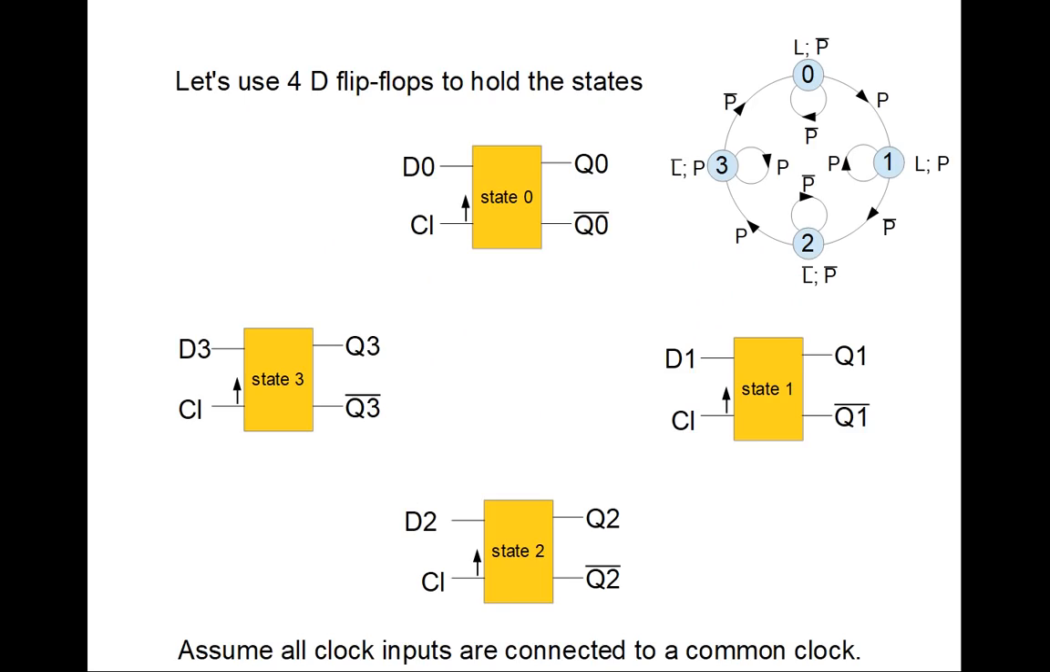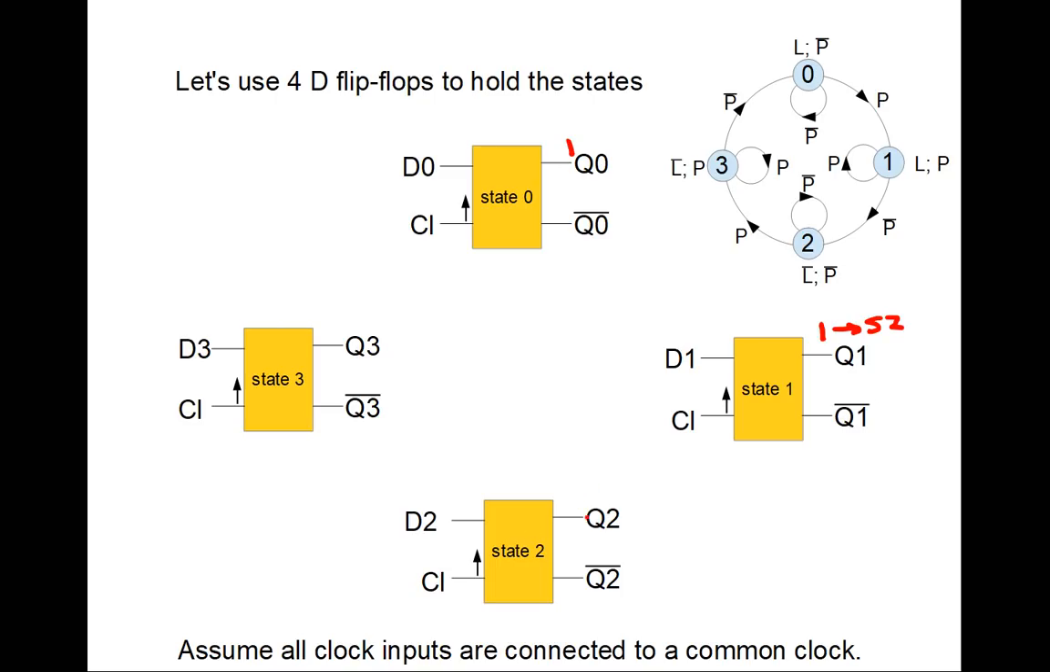Okay, we're going to use 4 D flip-flops to hold the state. So now we're going to talk about implementation. State 0 is represented by the state of this D flip-flop. When Q0 is 1, we're in state 0.